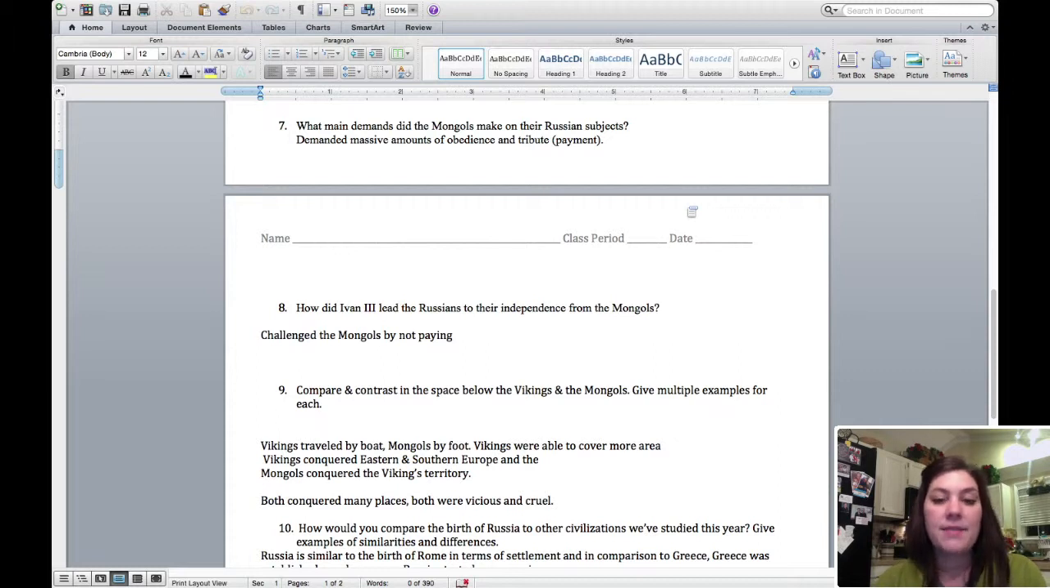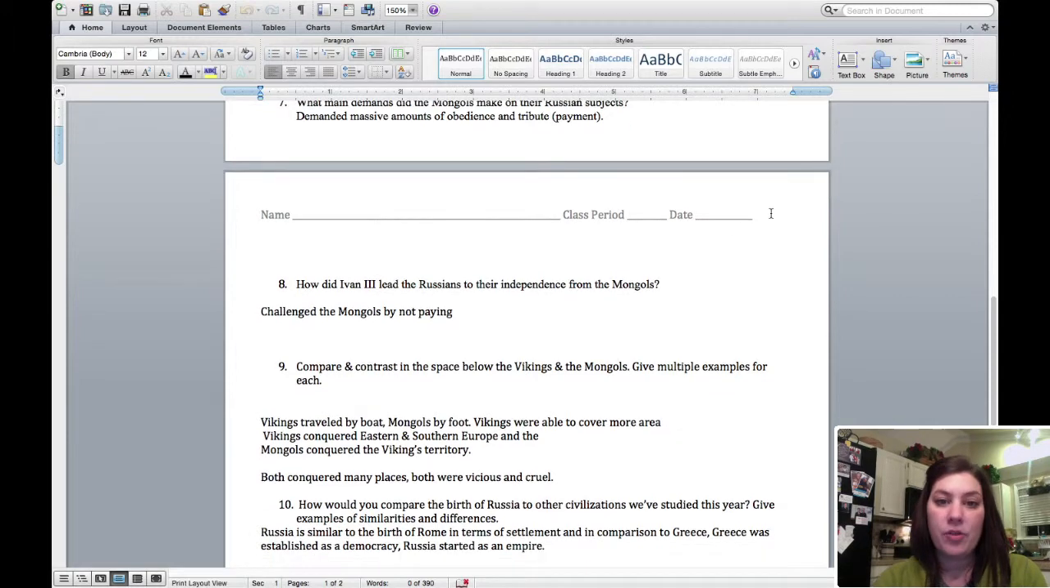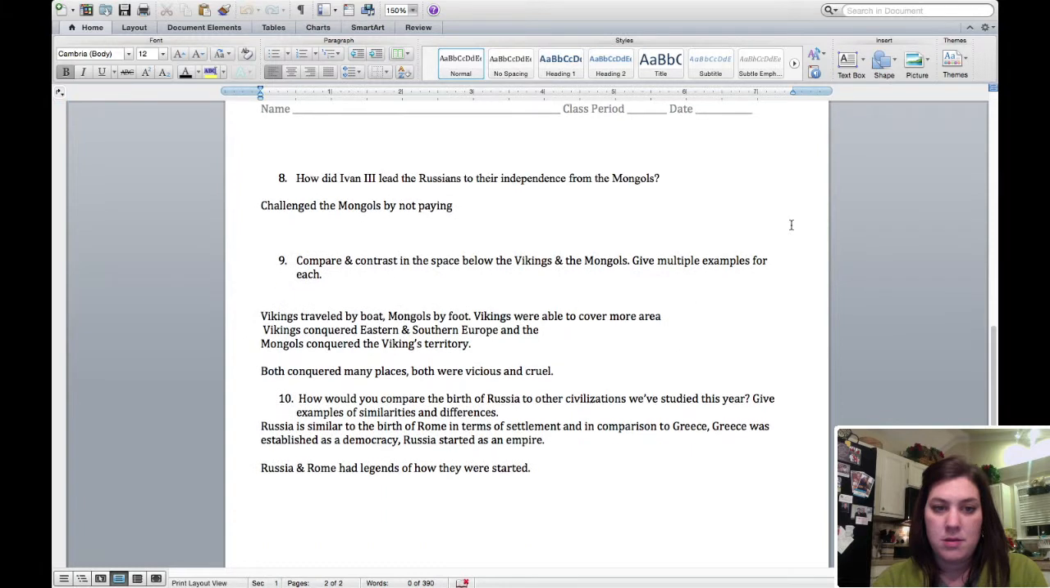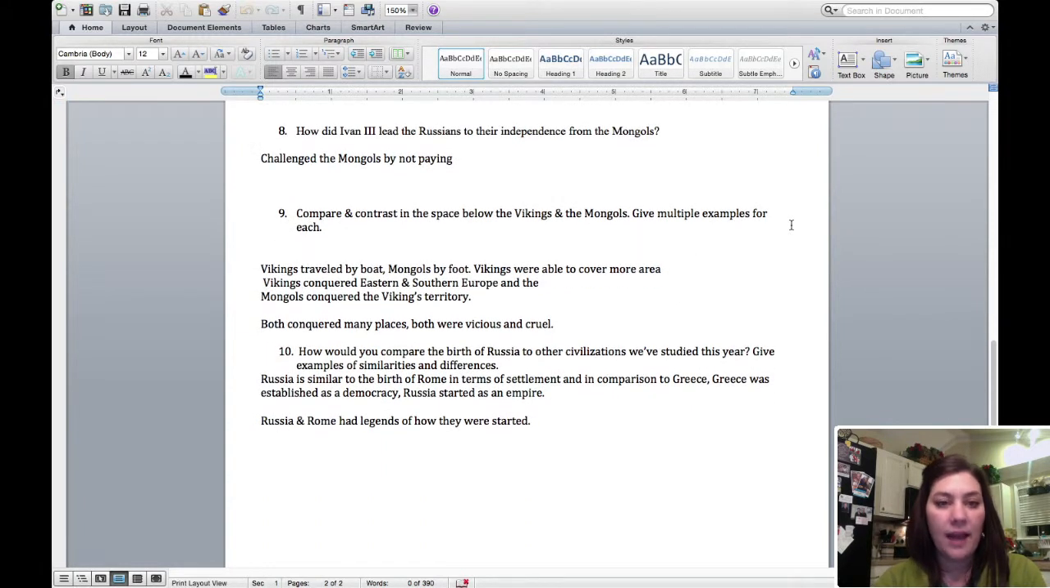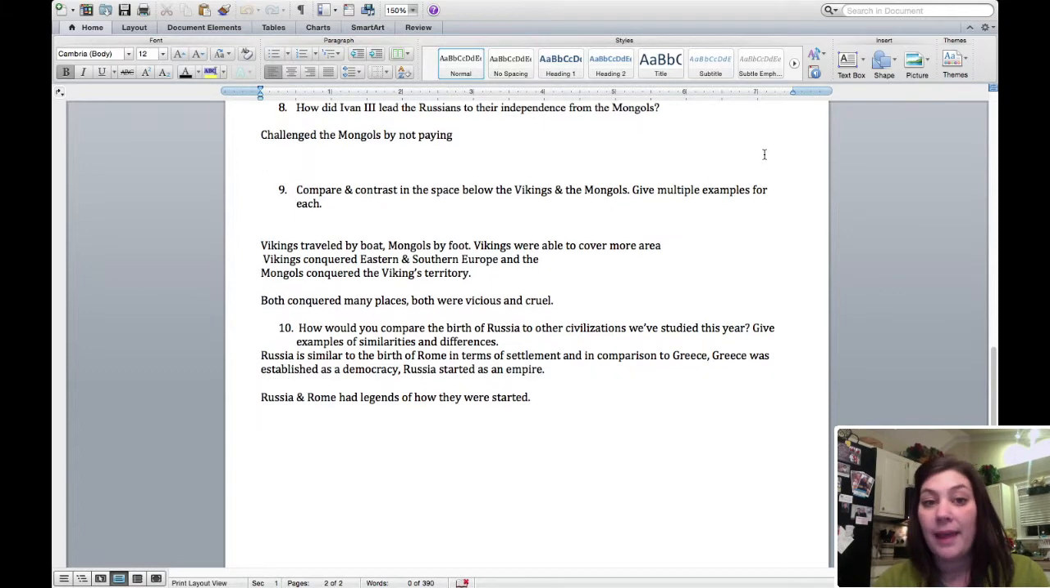Number 7, what main demands did the Mongols make on their Russian subjects? They demanded massive amounts of obedience and tribute. They wanted to be remembered, and they wanted to be repaid for their service. Number 8, how did Ivan III lead the Russians to their independence from the Mongols? Basically, he just challenged the Mongols by not paying. He didn't listen to what it was that they had to say to him.